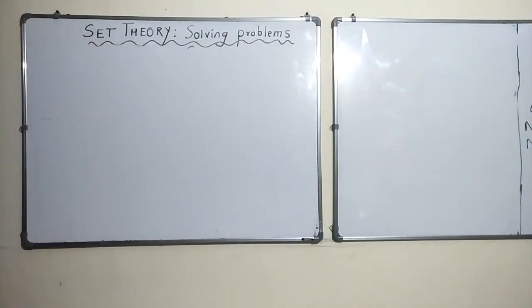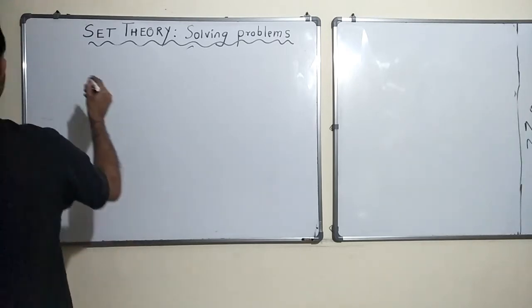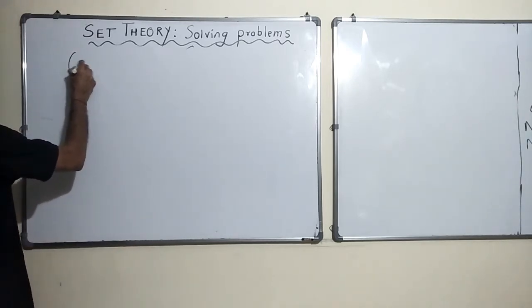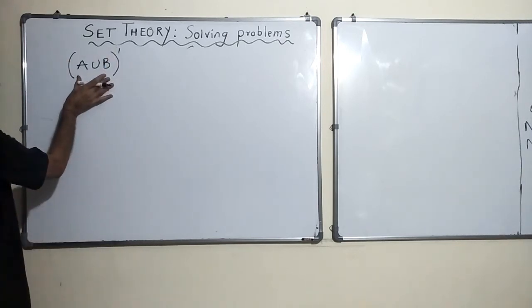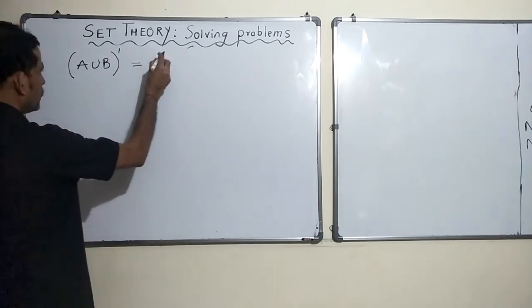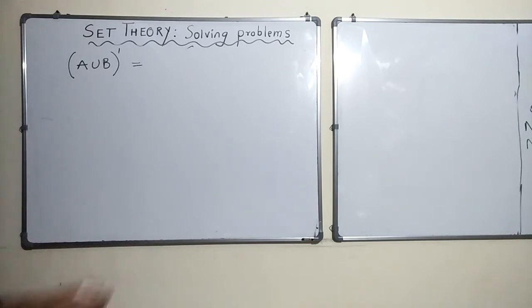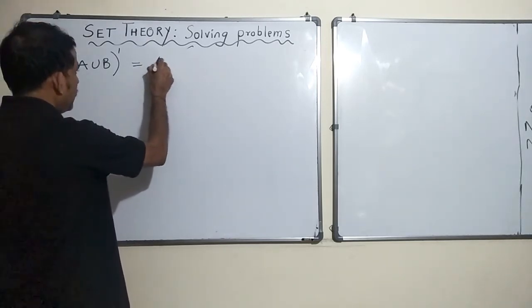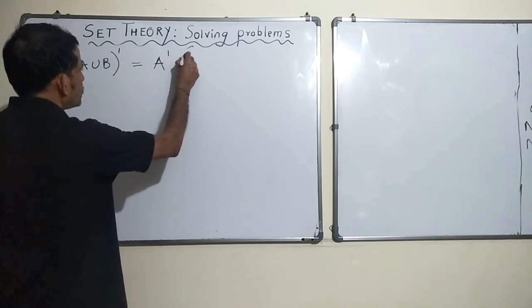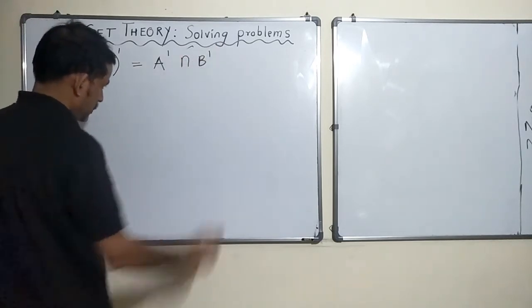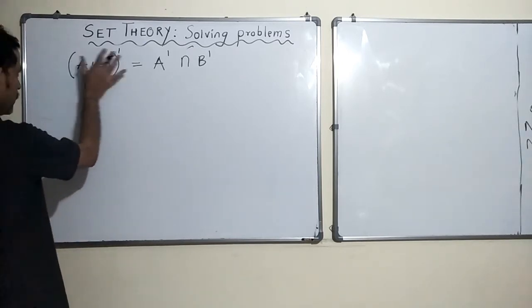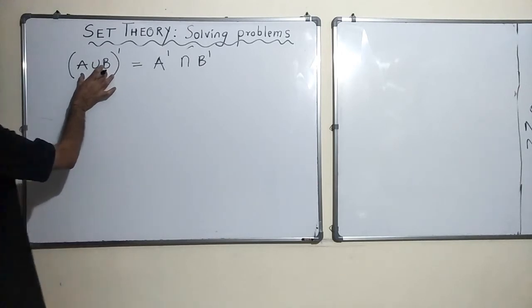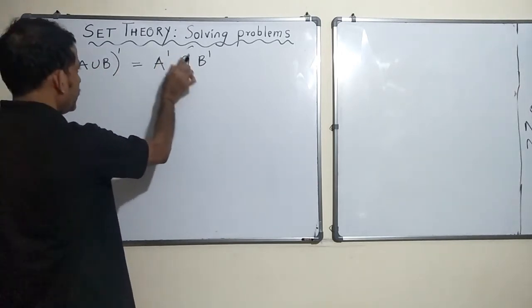Let's try one problem wherein they say that the complement of A union B is nothing but A dash intersection B dash. How do we prove this? Okay. All right. So this is the one. The complement of A union B is nothing but complement of A intersection complement of B.